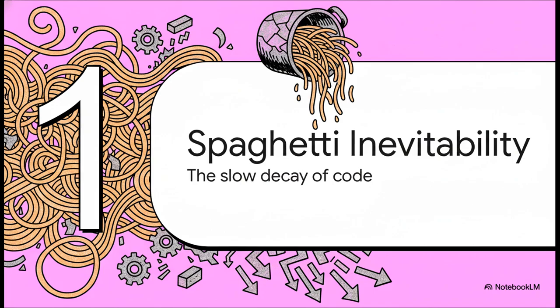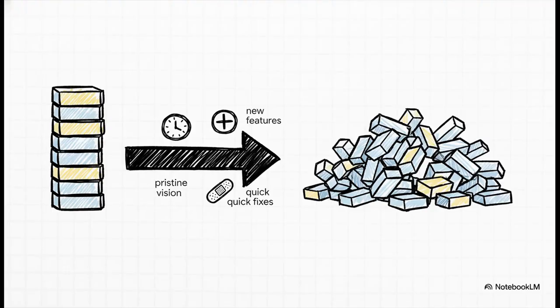Let's call it the spaghetti inevitability. It's this idea that no matter how well you start, chaos is just the default destination. But why? Why does it feel so unavoidable? You know how it goes. Day one, everything is perfect. Your components are small and focused. The data flow is crystal clear.